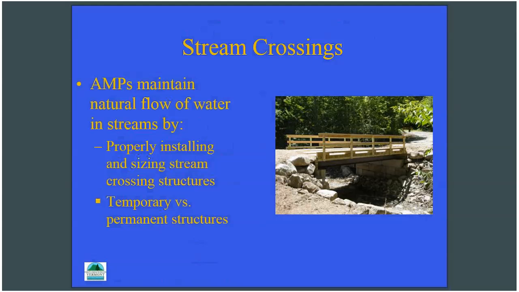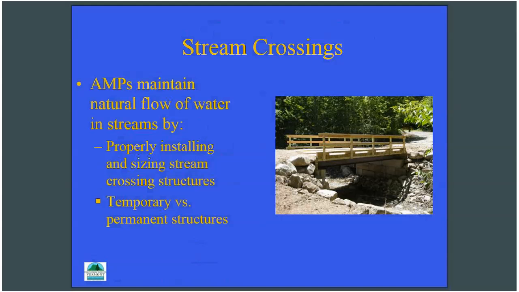Temporary crossings are generally in place for up to several months. Stream crossings on trails used by skidders, forwarders, and other logging equipment are generally considered to be temporary. The AMPs state that temporary structures are to be removed immediately after logging or as soon as ground conditions become favorable. Permanent structures are intended to be in place for many years.